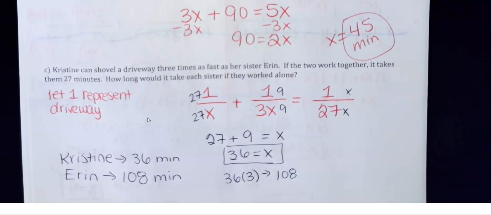So just keep that in mind when you're working these out. If you are doing something in a faster amount of time, it would be less time. If it takes you more time, that's the bigger number there.